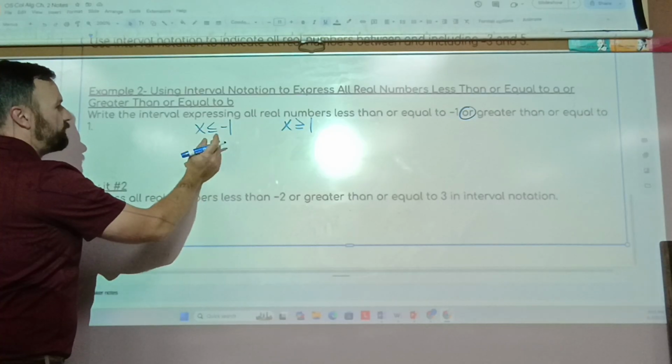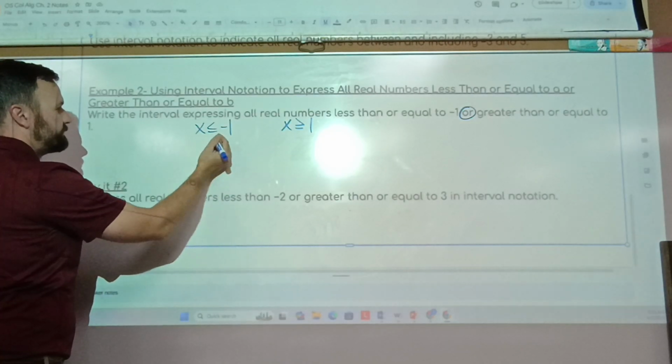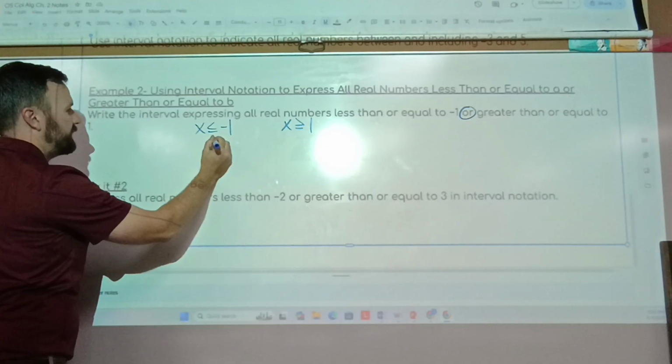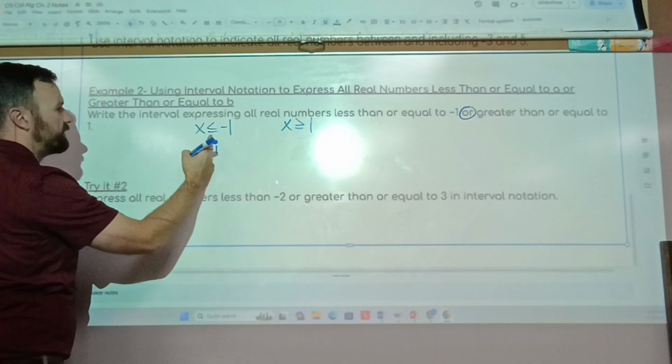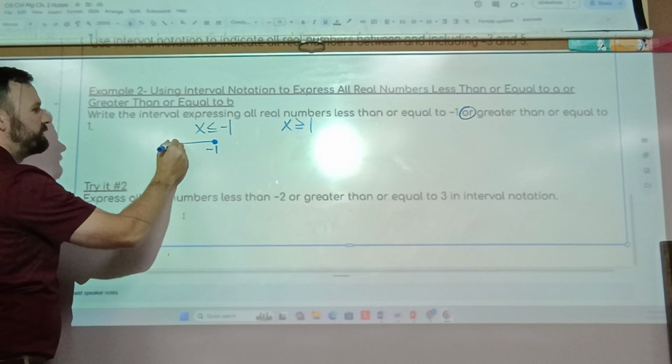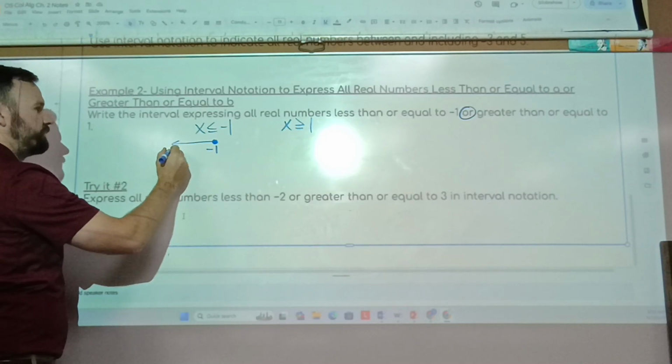So less than -1 means I'm going to start at -1, closed dot because it's or equal to, and I'm going to the left, right? Nothing's going to stop me.